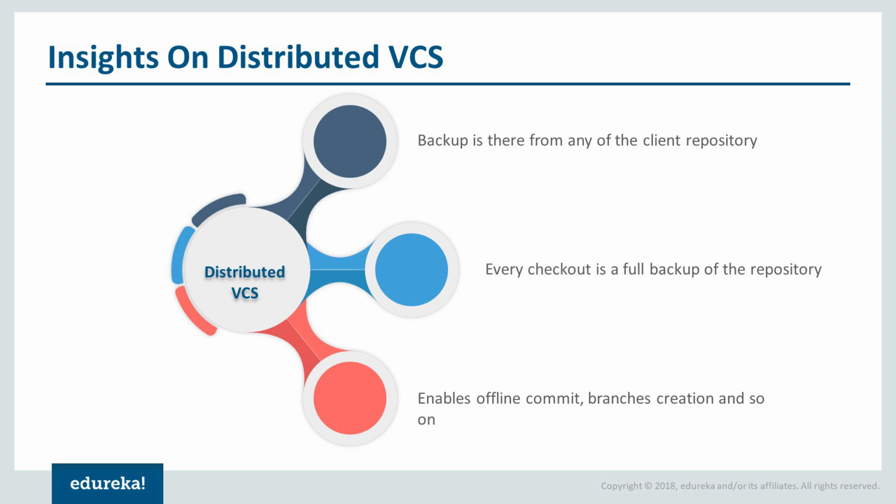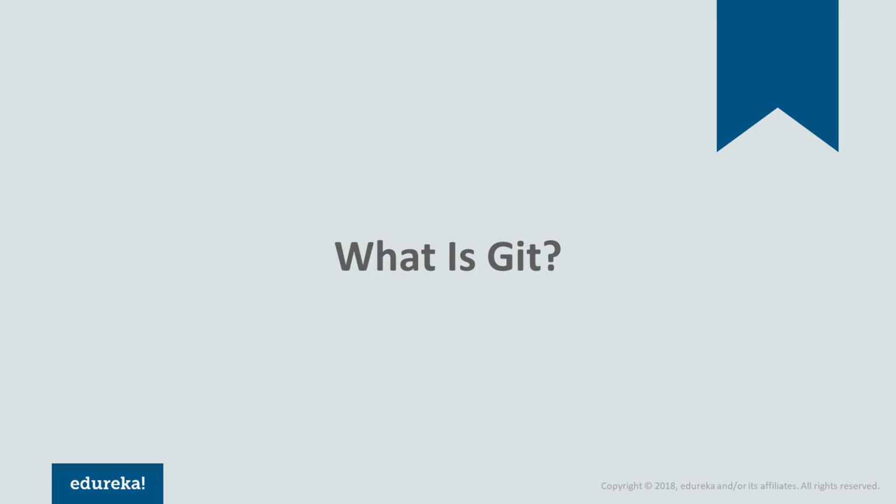Number one, there is a backup, as all developers have a local copy, which we saw in the last figure. Number two, every checkout is a full backup of the repository, including the metadata. Number three, it enables offline commit, branch creation, and so on, because you will always be working on the local repository. And once your commits are there, then you can decide to push them all in one go on the remote repository. This has certain benefits as well, which we will discuss in the coming slides again.